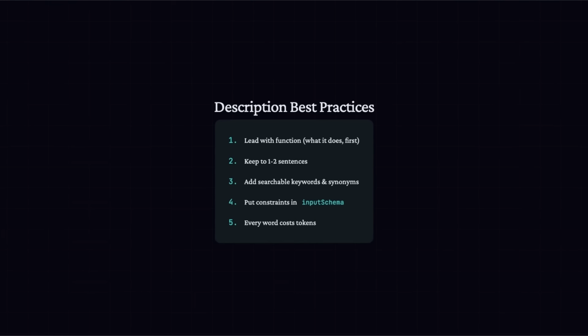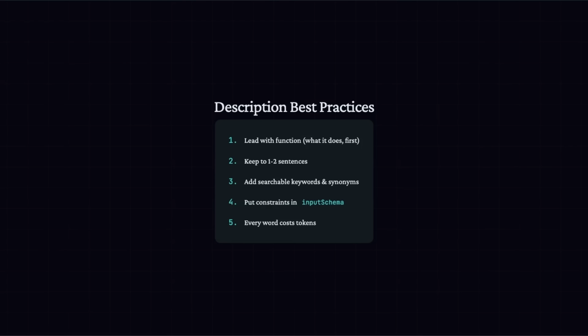So the first one is lead with function. This should be your first sentence. Keep it to 1 to 2 sentences. That's it. Add searchable keywords like fetch, get, retrieve, etc. Synonyms also help Claude find tools, and put constraints in input schema, not in the description. Descriptions are for discovery. Schema is for validation.